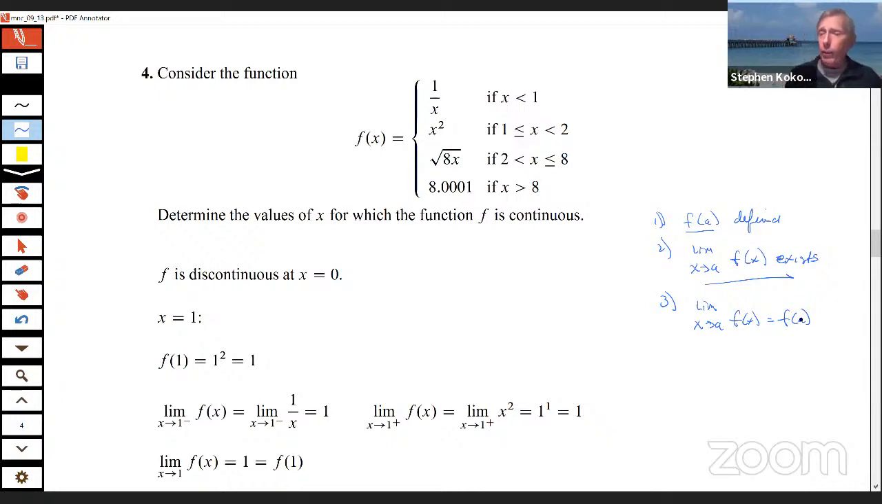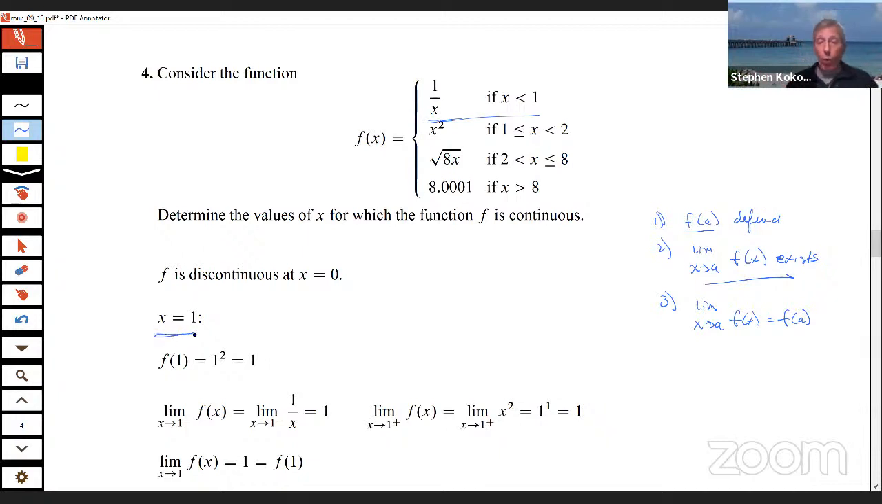I'm going to take a look at this, of course, in pieces. So let's look at this first piece for x less than 1. I know that 1 over x is defined everywhere except at x equals 0. I know what that looks like in general. I know that f is discontinuous at x equals 0. I can't plug in x equals 0 there. So the other places that I have to check are these cutoff values: x equals 1, 2, and x equals 8. And there's some cool stuff going on here.